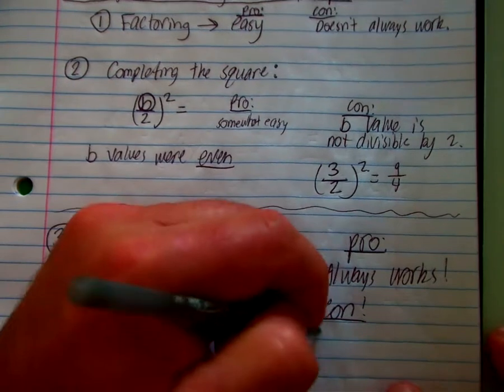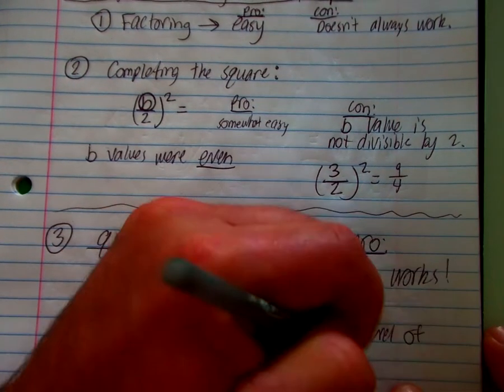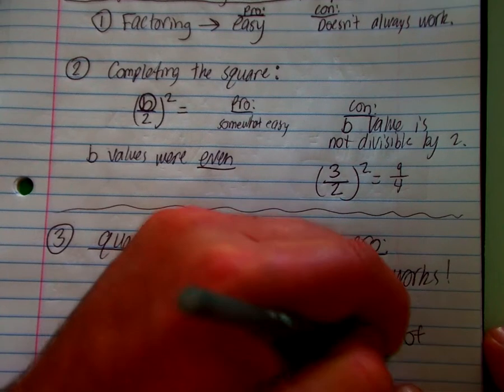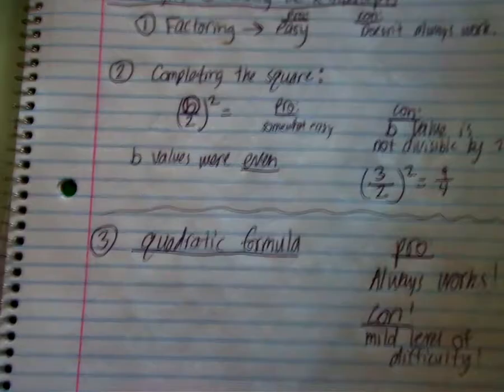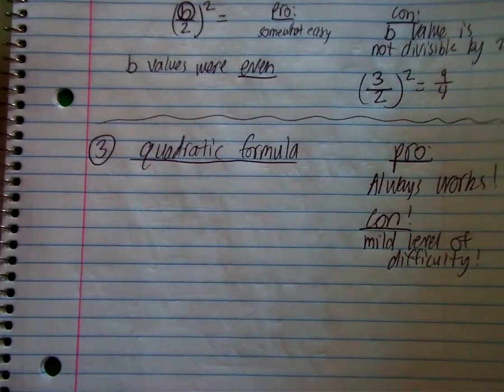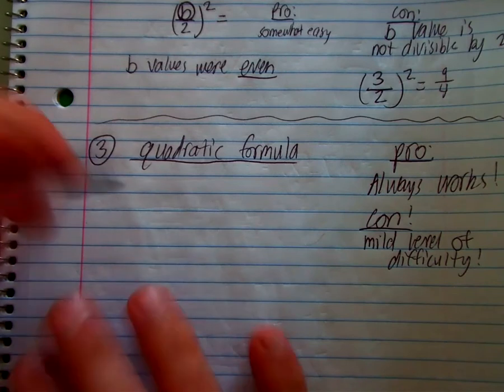It's got a mild level of difficulty, in my personal opinion. Mild. Notice I used the word mild. It's not hard. Okay, so the quadratic formula, it goes like this. So you want to write this down.